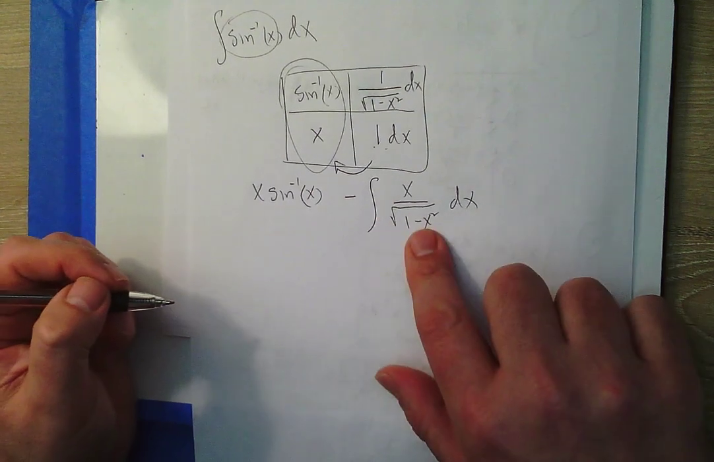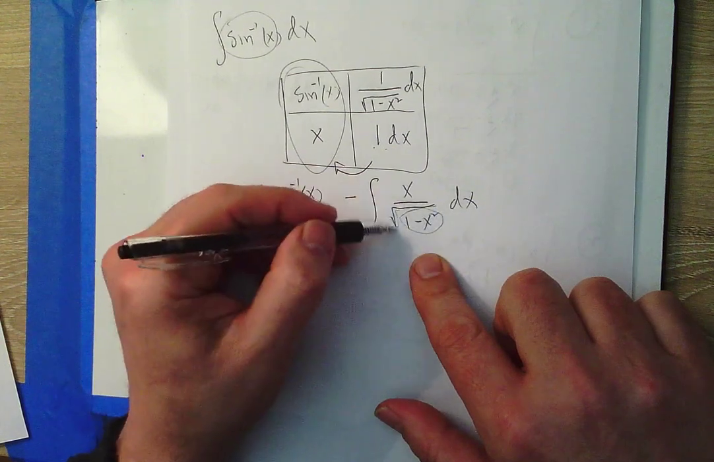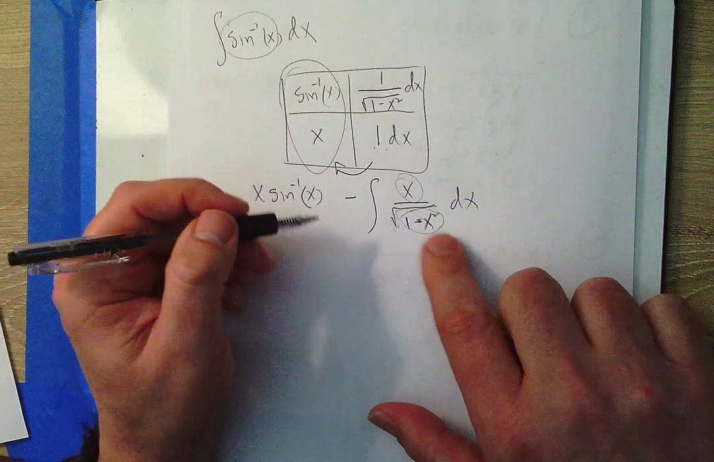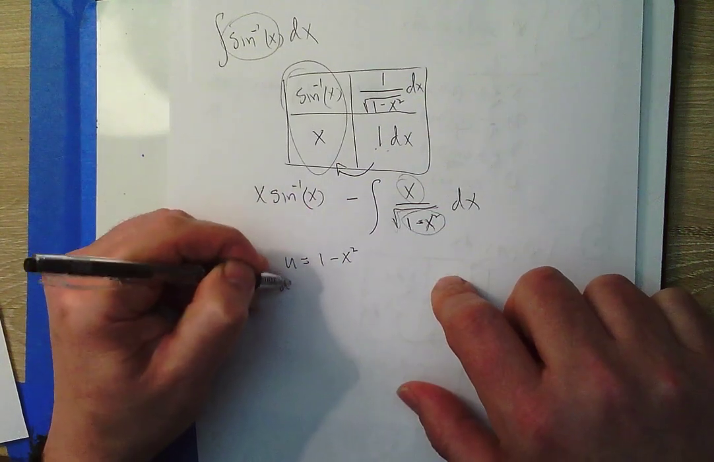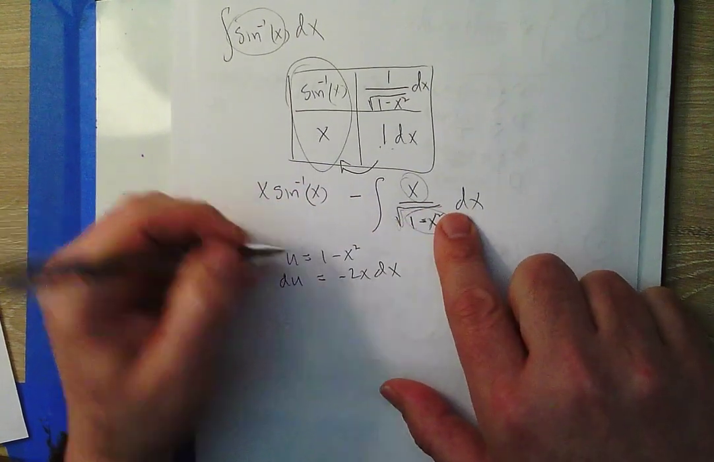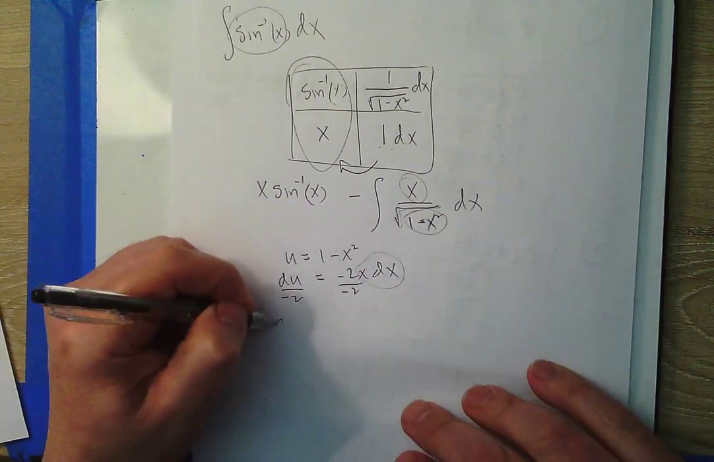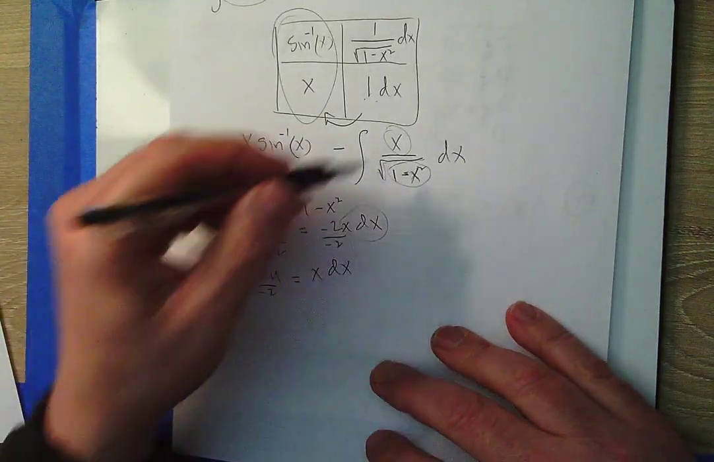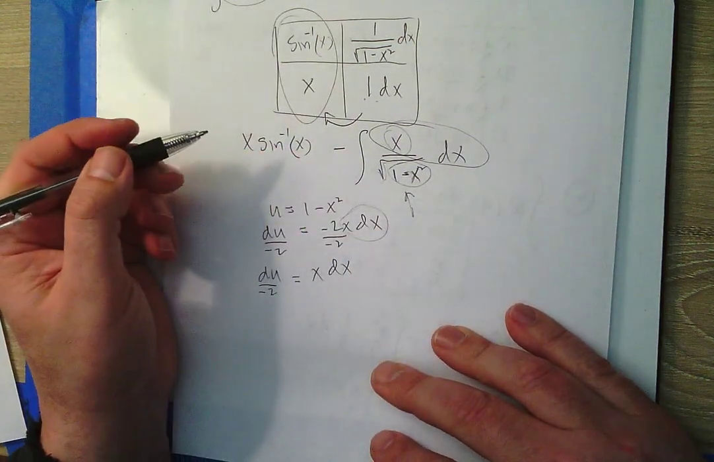Now comes the question, how do I integrate this? Well, I see a function inside and on the bottom. I see a function, and I see part of its derivative here. This is a u sub, where u equals 1 minus x squared. So du equals negative 2x dx. I have an x dx here, so I'm going to divide by negative 2 to get that x dx alone. Du over negative 2 equals x dx. So this can be replaced with du over negative 2. This can be replaced with u.